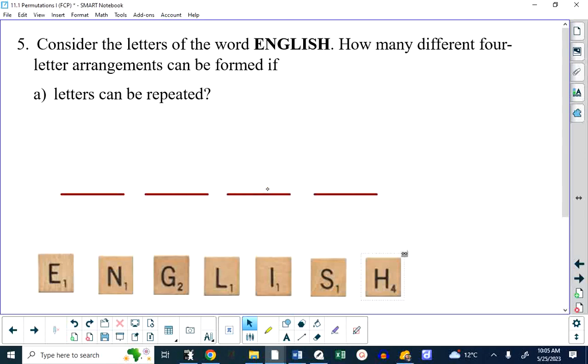So how many options do I have for the first blank? Well, 7. 7 different tiles I can choose. How many for the next? Also 7, because I'm allowed to repeat. I'm only making 4-letter arrangements. It doesn't really matter, though. The answer is 7 raised to the 4.